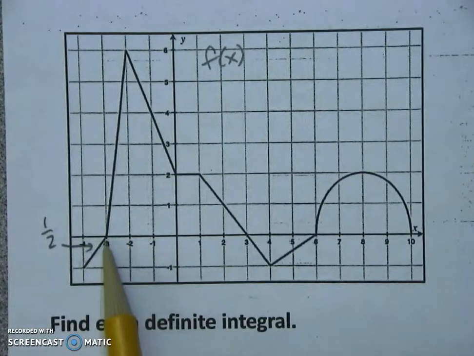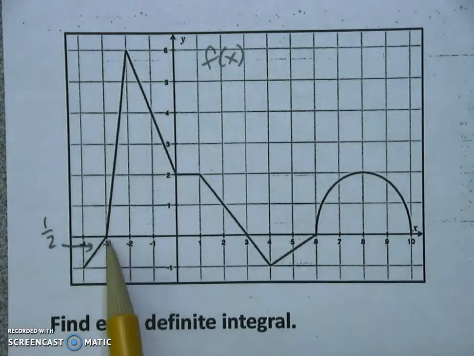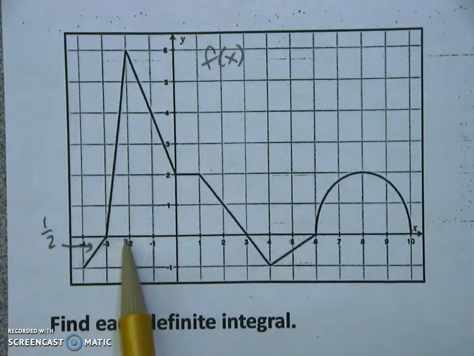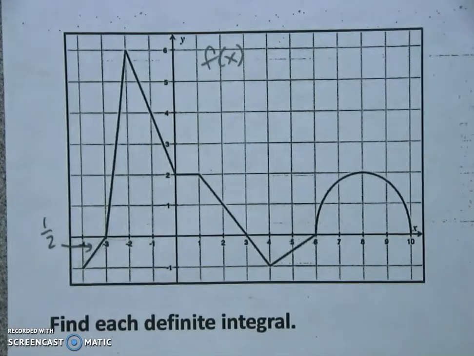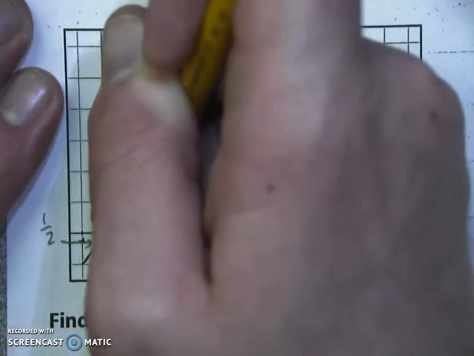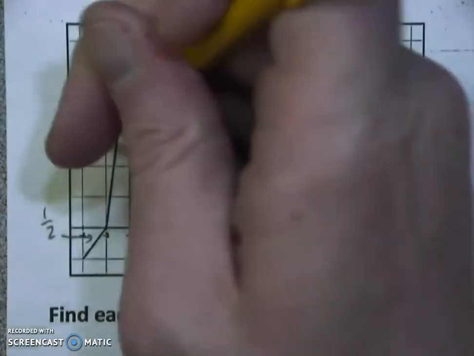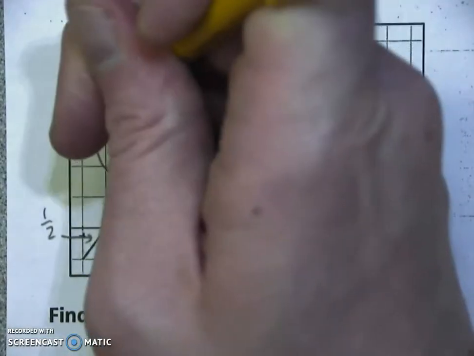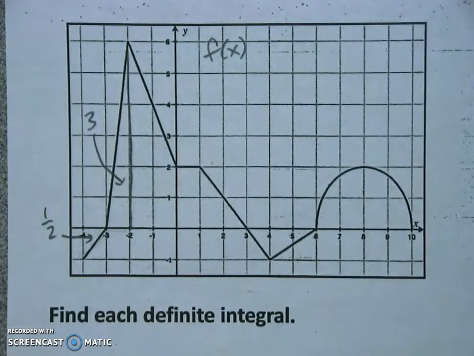From -3 to -2, I see a very skinny triangle that would be 1 unit wide and 1, 2, 3, 4, 5, 6 units tall. So between -3 and -2, this area is half of 1 times 6, so that area would be 3. Again, I'm not worried about the positive or negative sign. I'm just trying to calculate some areas.